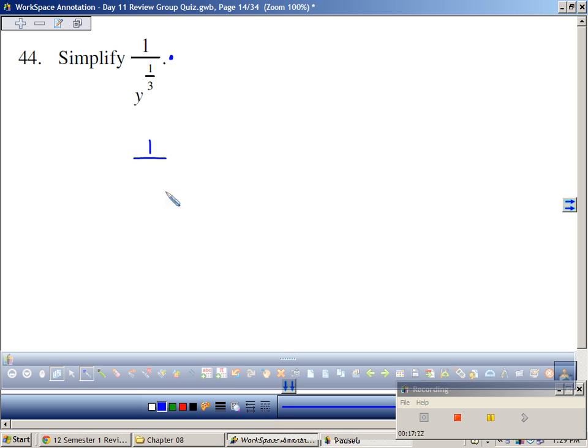1 over... Okay, I could do this by manipulating fractions, but if you look at this and go, I just don't know how she did that, how could you change this?